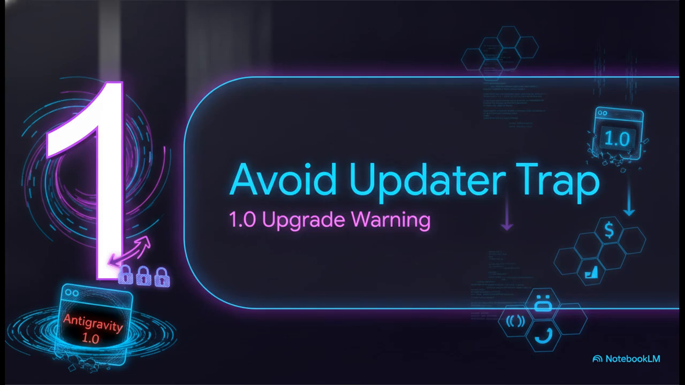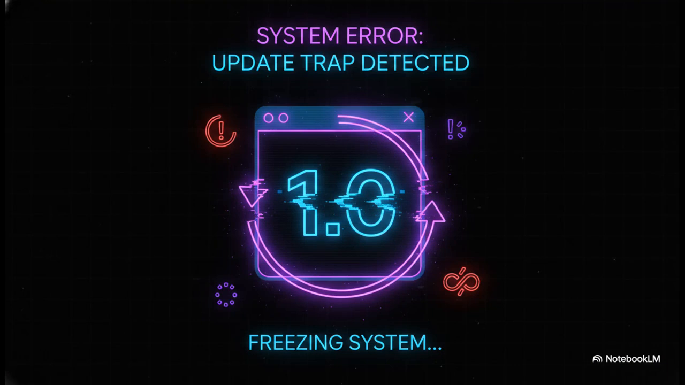Section 1. Avoiding the updater trap and the 1.0 upgrade warning. Now, if you are starting completely from scratch today, you can relax for a sec. But if you have that old 1.0 Integrity shortcut sitting on your desktop, pay close attention. Do not click your old desktop shortcut. I repeat, do not try to use the internal auto updater to move from version 1.0 to 2.0.